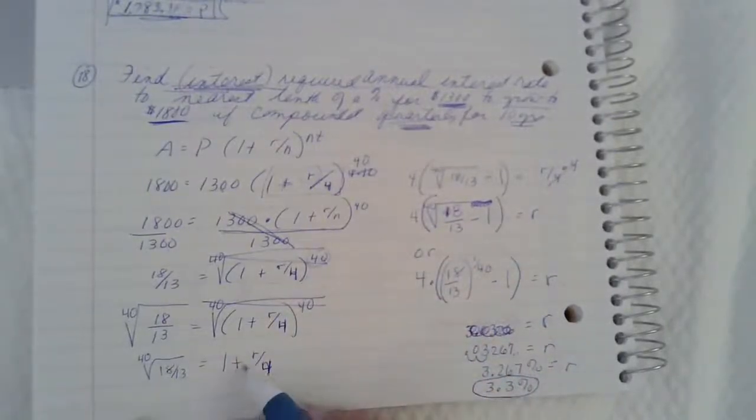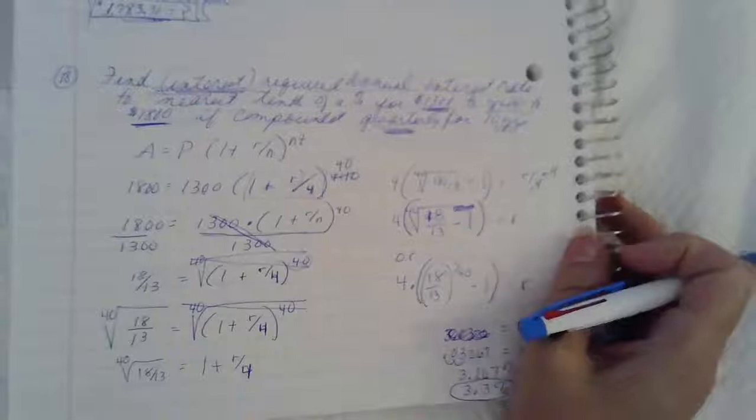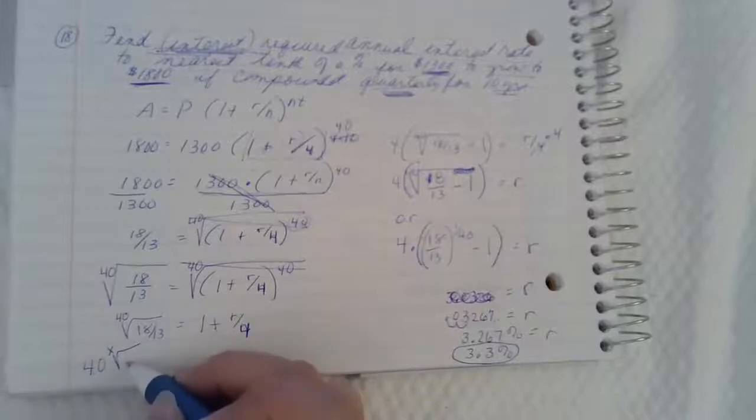Now, we've got the 40th root of 18/13. That is on our calculator, not directly though. Some of you have an X root button. All of you have a square root button. Some of you have a cube root button, but probably no one has a 40th root button. But you may have an X root button, so you type in 40, then the X root, then 18/13. That would do that.